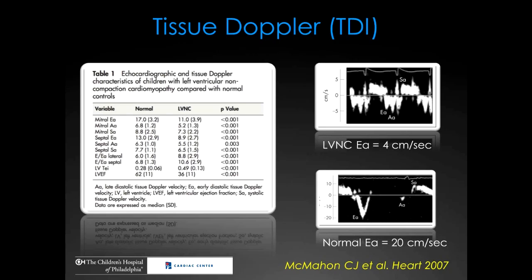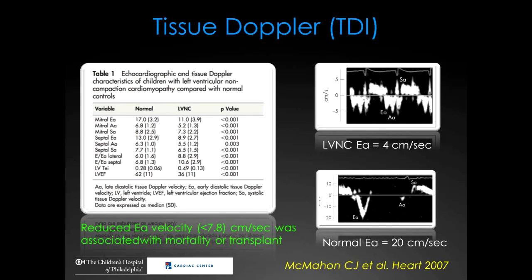You can see on the right side of your screen that in a patient with LV non-compaction, the EA is 4 centimeters per second, whereas in a normal patient, it is obviously much higher. They concluded that a reduced EA velocity, in fact, less than 7.8 centimeters per second, was associated with mortality or transplant. But what you'll also note is that the group of patients with LV non-compaction had an ejection fraction of 36% compared to the normals who had an ejection fraction of 62%.